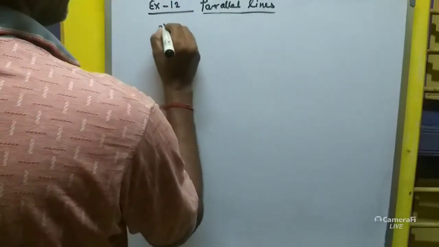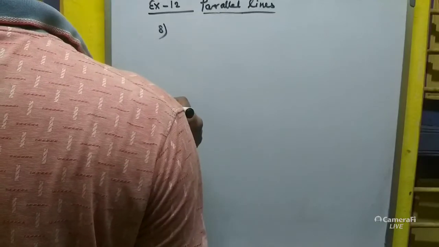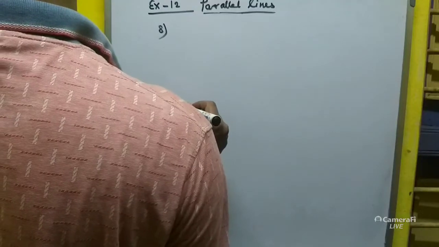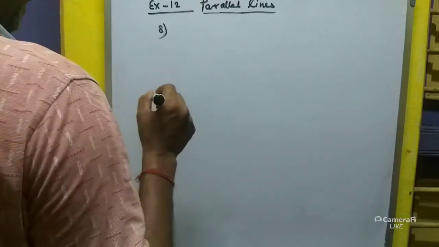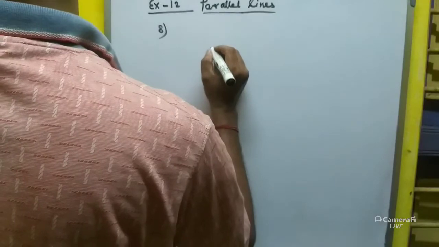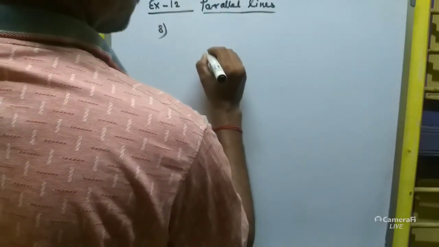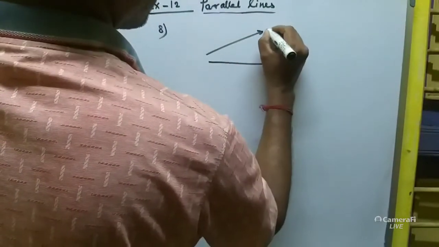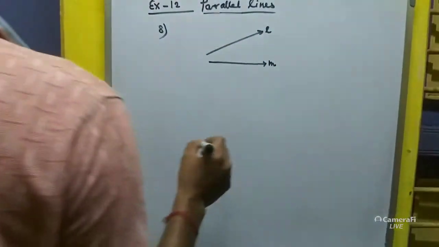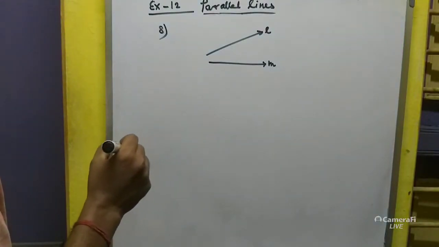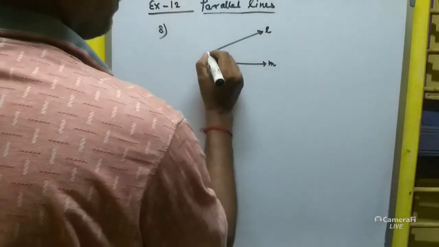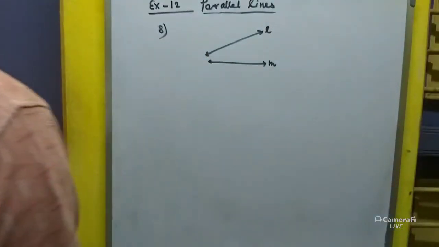Next one, math number 8. Which of the following are true or false? Two lines are parallel if they do not meet even when produced. Two lines are parallel if they do not meet. Suppose these two lines. Look at these two lines, they do not meet each other. So are they parallel?